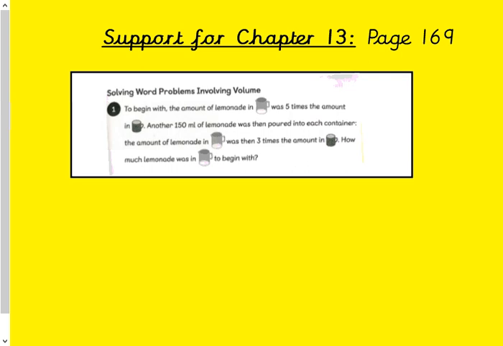Question 1. To begin with, the amount of lemonade in the jug was 5 times the amount in the mug or cup. Another 150 millilitres of lemonade was then poured into each container. The amount of lemonade in the jug was then 3 times the amount in the cup. How much lemonade was in the jug to begin with? Please pause the recording and read it again to yourself.